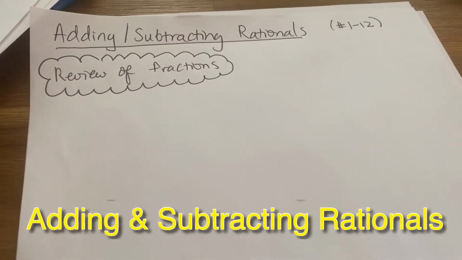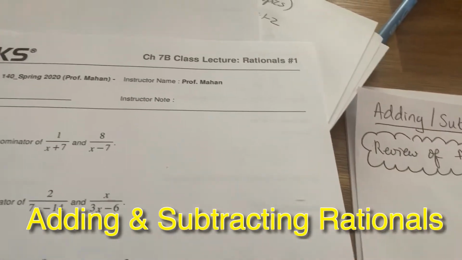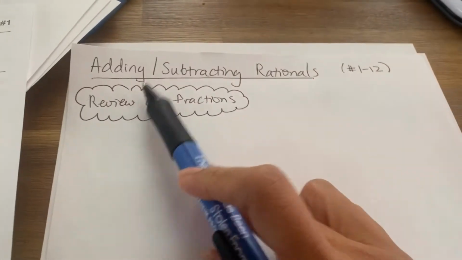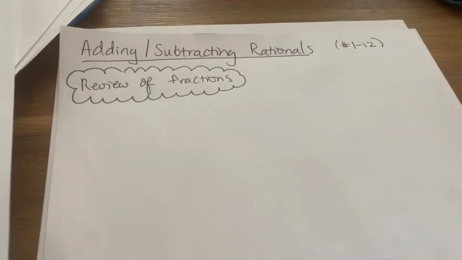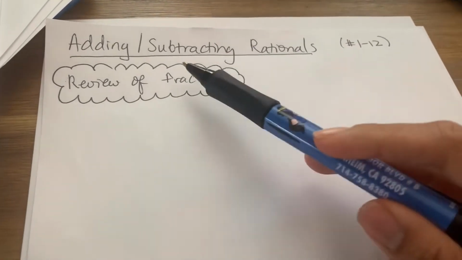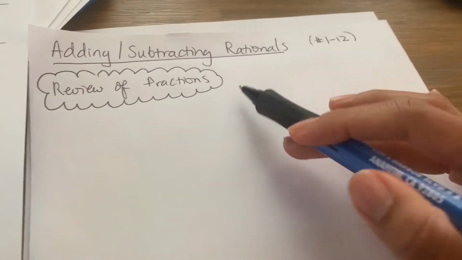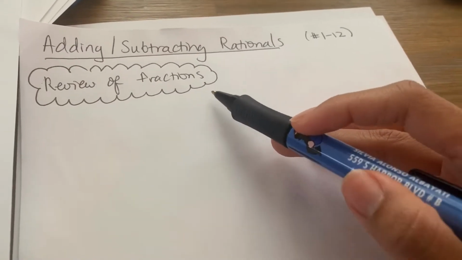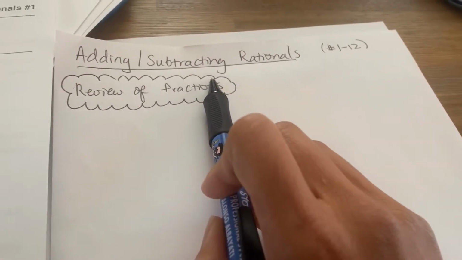In this video, we're going to go over rationals, and specifically how to add and subtract rationals. We learned about multiplying and dividing rationals in the other video, and that's a lot easier because when you add or subtract fractions, you need a lowest common denominator, whereas in multiplying and dividing, you don't need to do that.